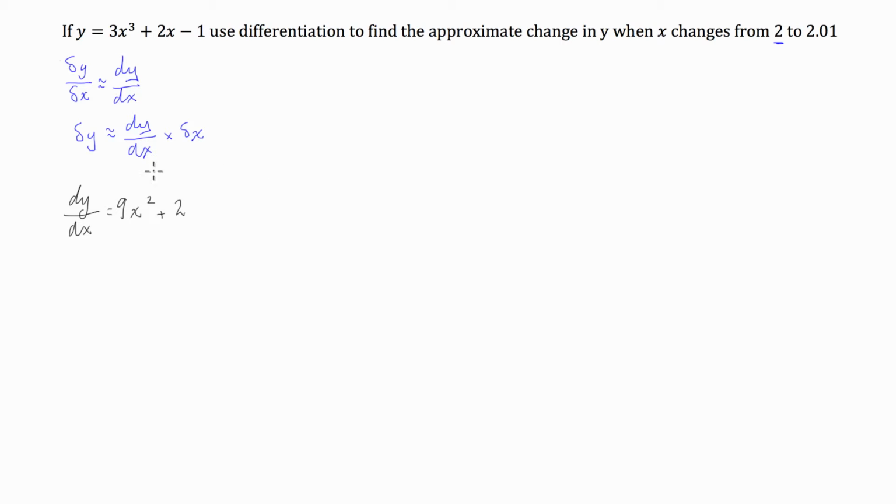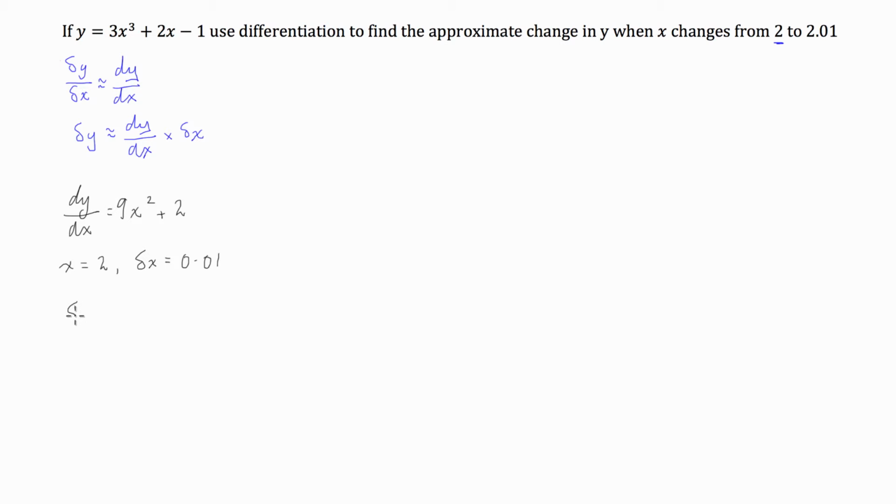So we know in this case that x is going to be equal to 2. We know that delta x, or the incremental change in x, has got to be equal to 0.01. And from there, we can just find the incremental change in y.